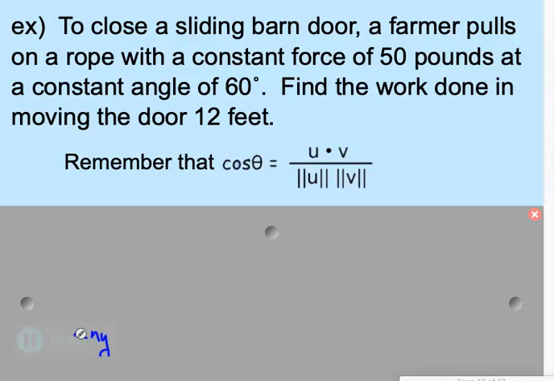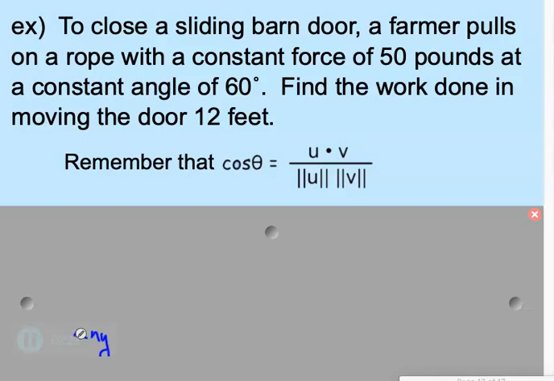Let's do an example. To close a sliding barn door, a farmer pulls on a rope with a constant force of, yes, we're using pounds. You need to get over it. Pounds. Okay. With a constant force of 50 pounds at a constant angle of 60 degrees, find the work done in moving the door 12 feet.